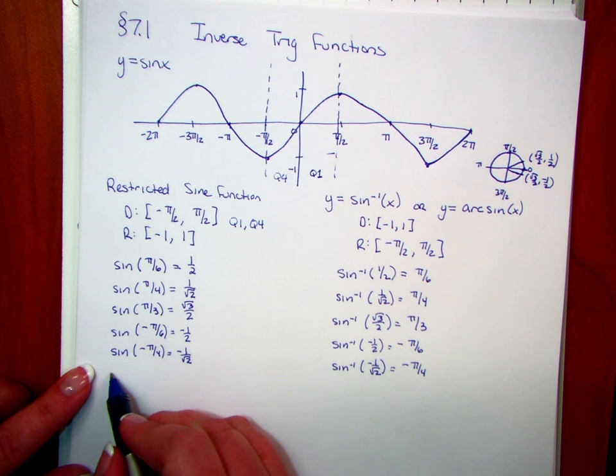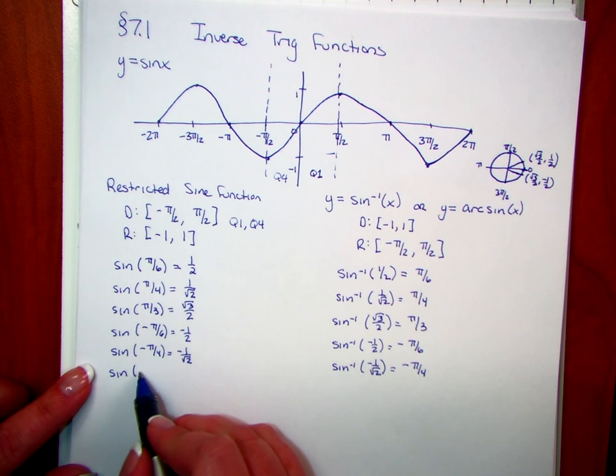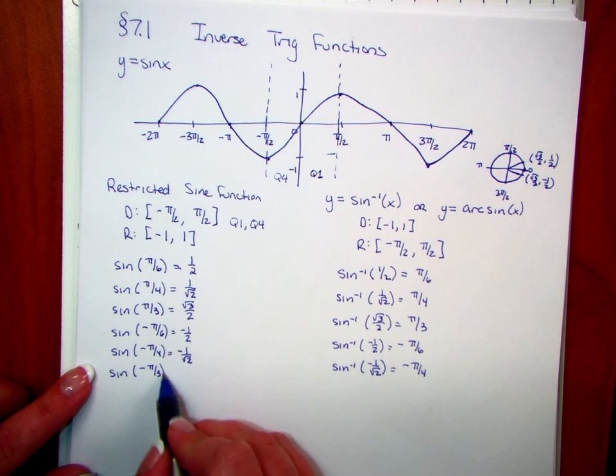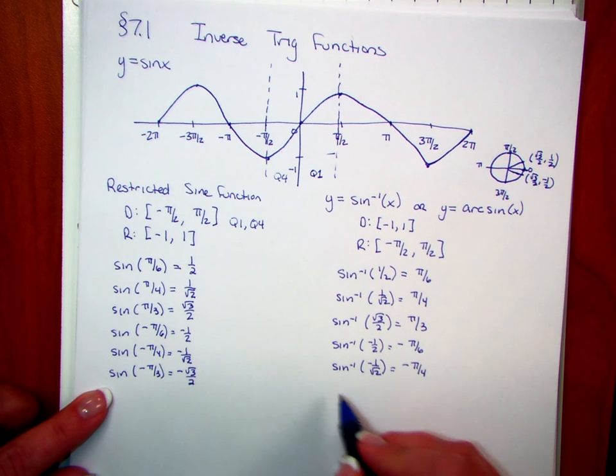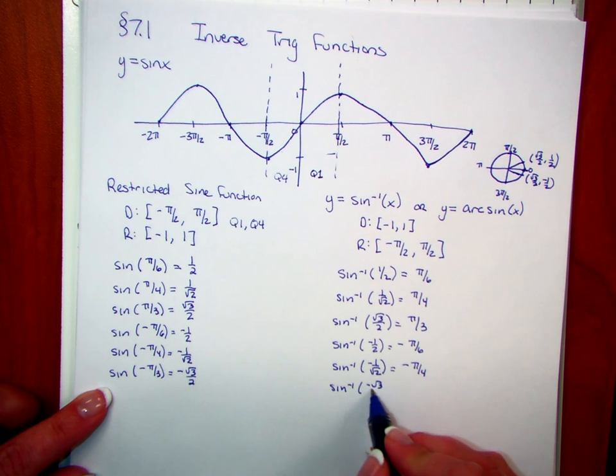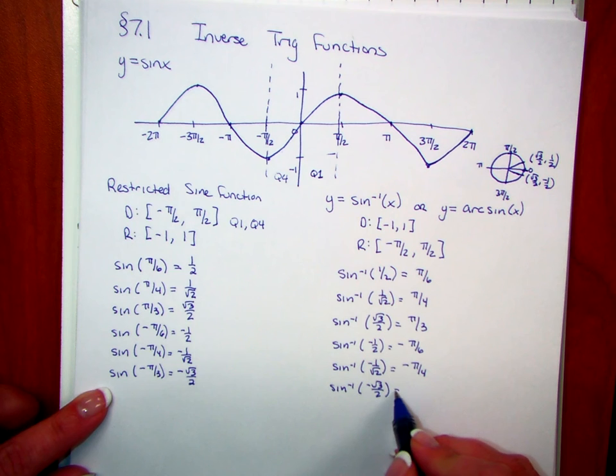Let me go ahead and do sine of negative pi over 3, which is going to be negative rad 3 over 2, and therefore sine inverse of negative rad 3 over 2 is going to be negative pi over 3.